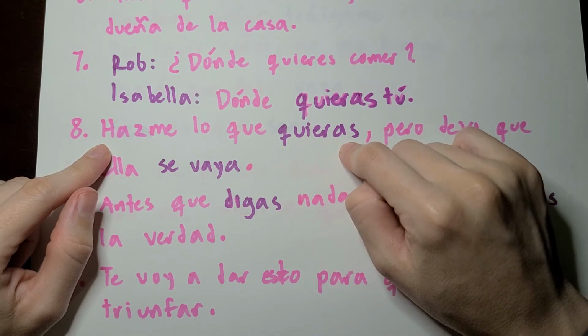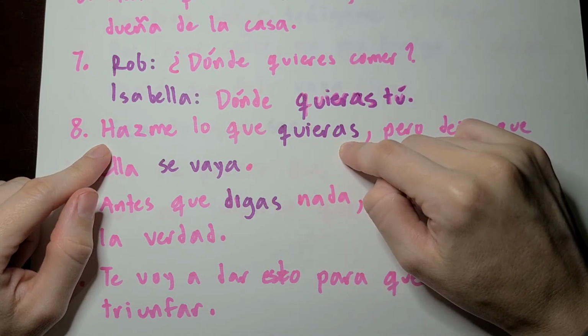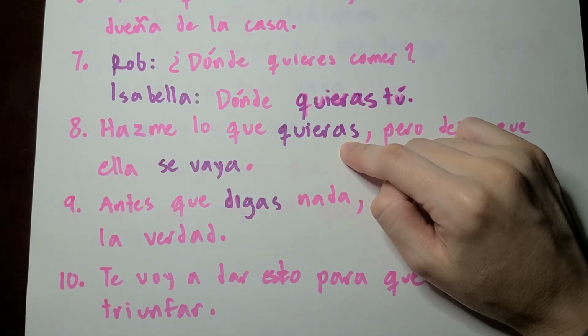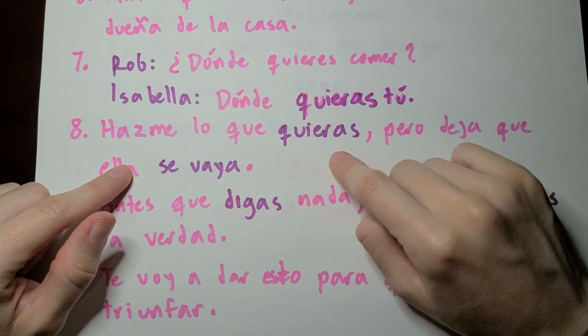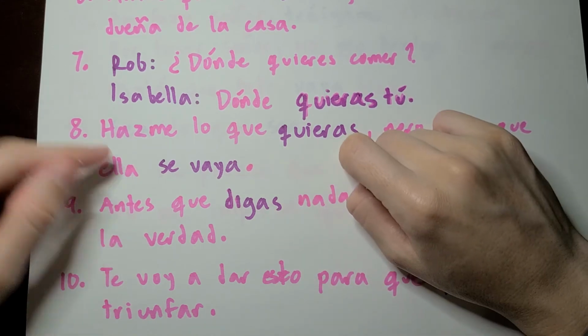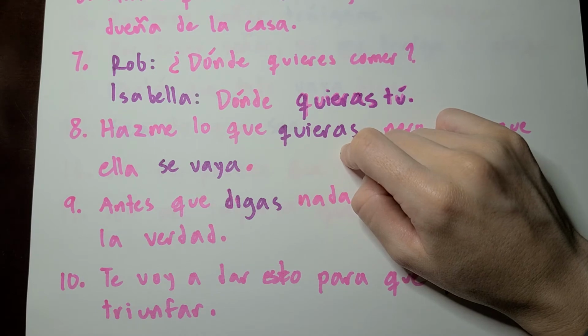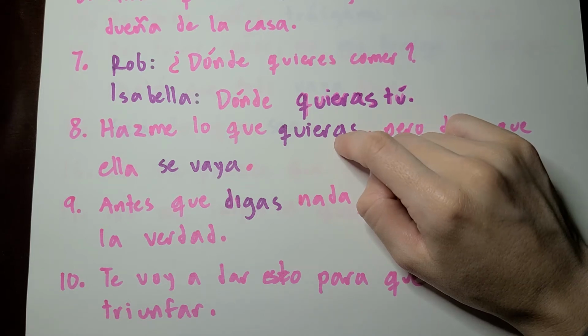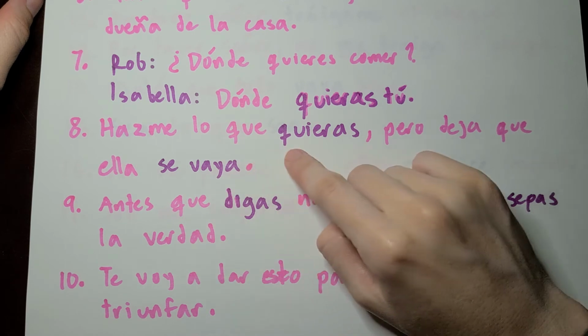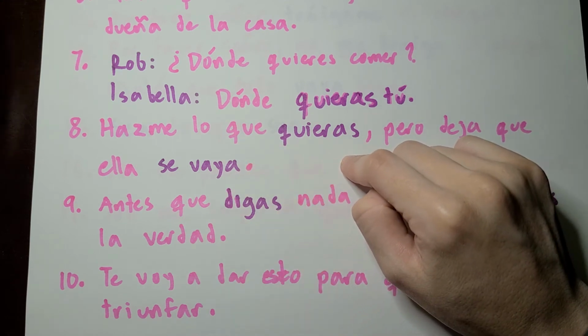If you were to use the regular form of querer here, if you were to say hazme lo que quieres with an es and not the subjunctive, it would sound like you already knew what they wanted to do to you, and you both knew it, so you're saying like, listen, I know what you want, just do it already. But when you say hazme lo que quieras, you're saying do whatever you might want to do to me.